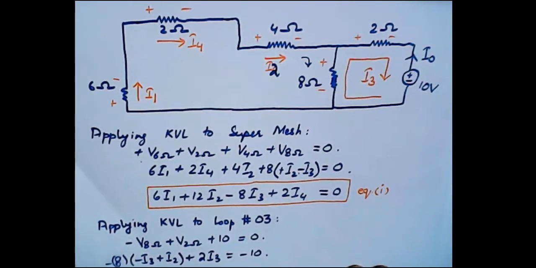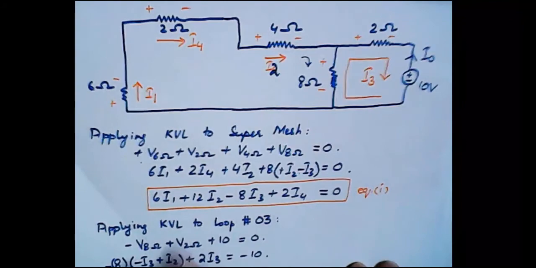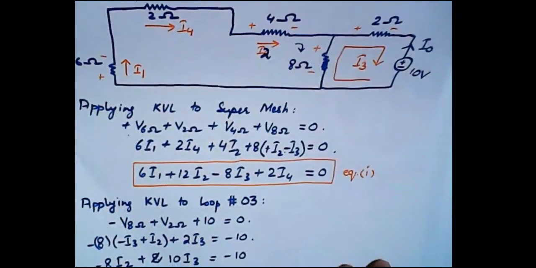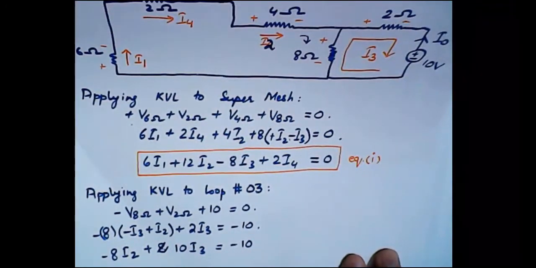minus 8 I2 plus 8 I3 plus 2 I3 plus 10 I3 is equal to minus 10, and this will be our equation. Let me show it properly. I hope it is now clear, right? And this will be our equation number 2.